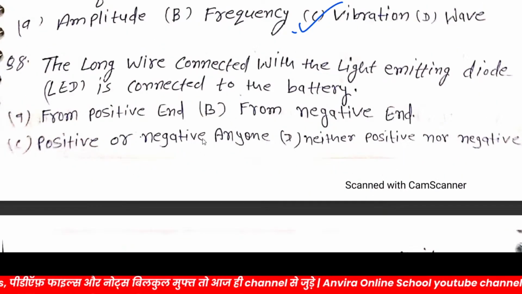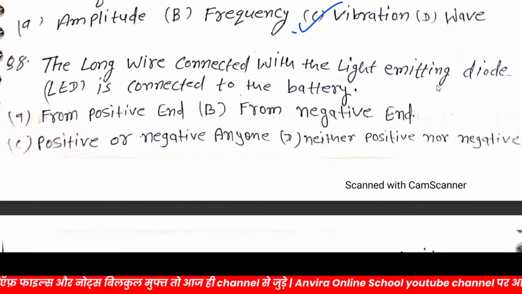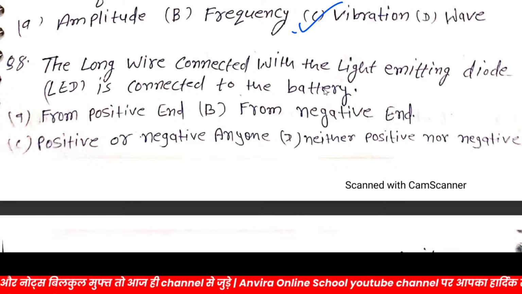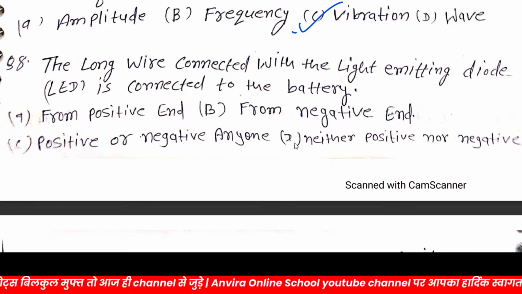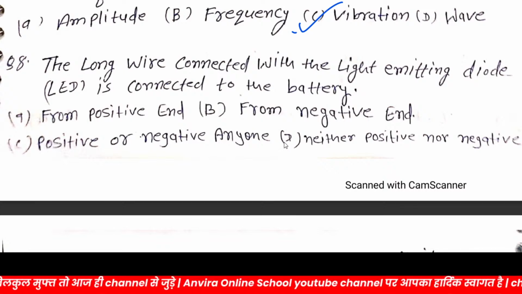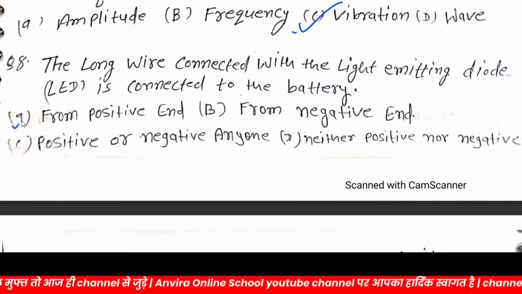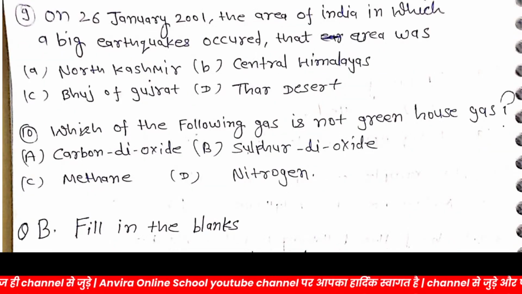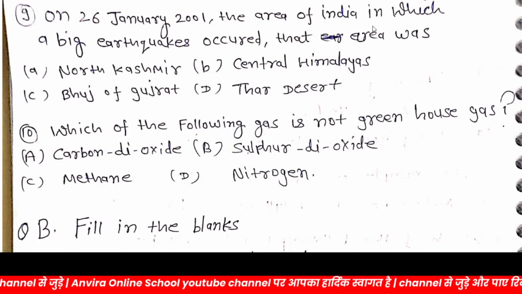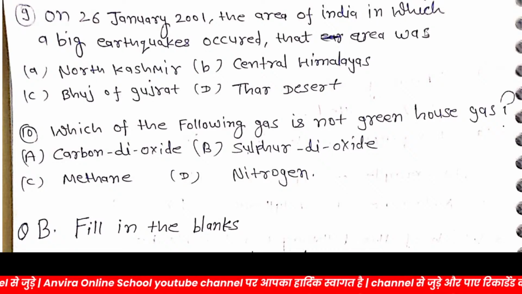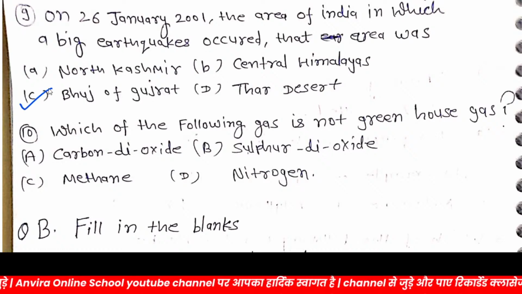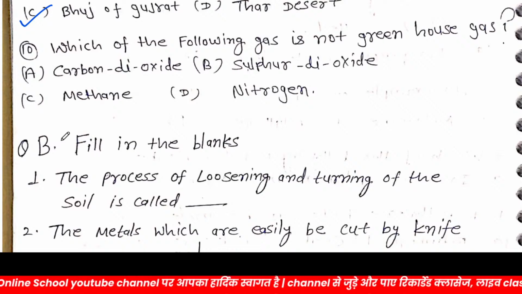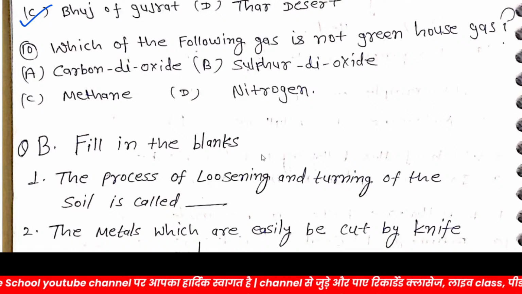Next, the long wire connected with the light emitting diode LED is connected to the battery positive end, from positive end. Next, on 26 January 2001, the area of India in which a big earthquake occurred, that area was Bhuj in Gujarat. Which of the following gas is not greenhouse gas? It's nitrogen.